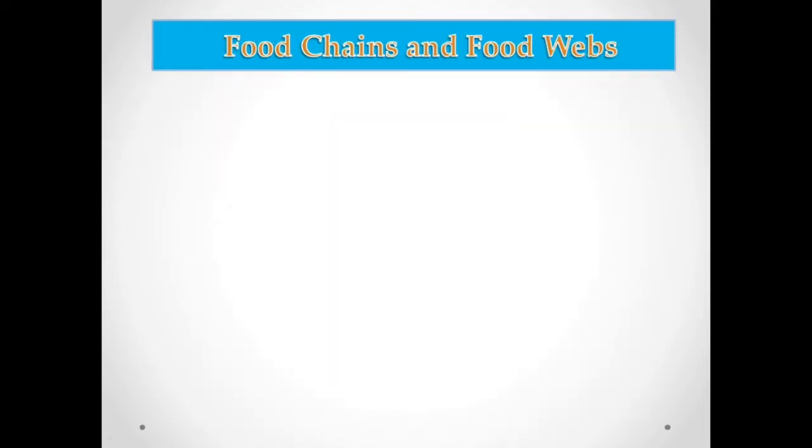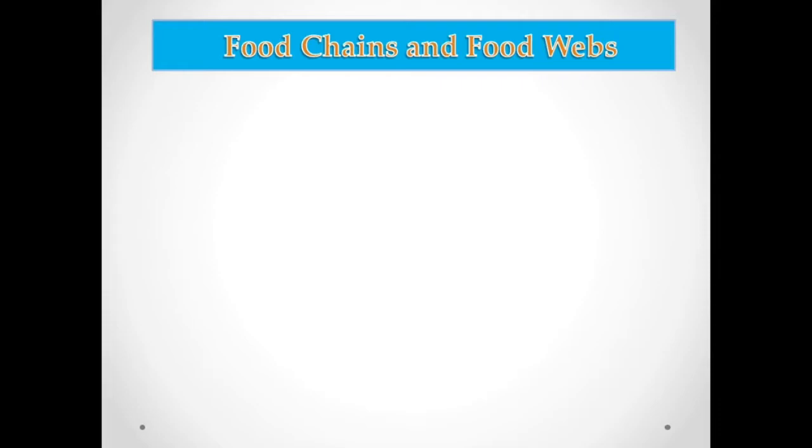Now let's move to the next topic, which talks about food chains and food webs. So what happens to energy in an ecosystem? As energy flows through ecosystems in food chains and food webs, the amount of high quality chemical energy available to organisms at each successive feeding level decreases. So we will now go to how energy flows in an ecosystem by describing the food chains and the food webs.